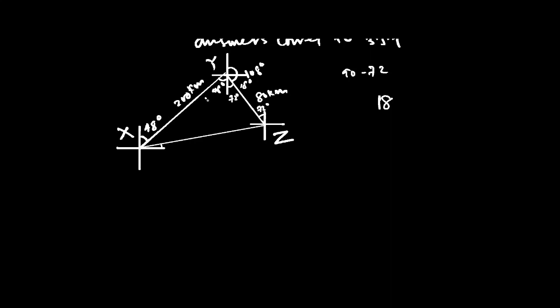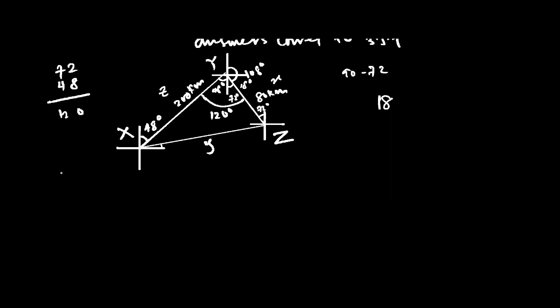So 72 plus 48, that's 120. So the angle here is 120. Right? So this is going to be small y, small z, and this is going to be small x. Are you following now? Okay, so since we get our diagram correct now, we can now solve.